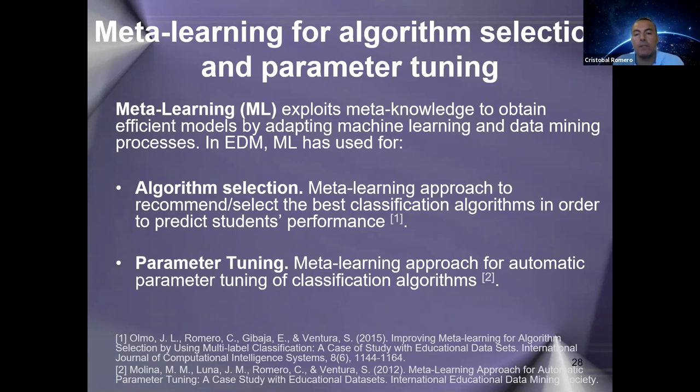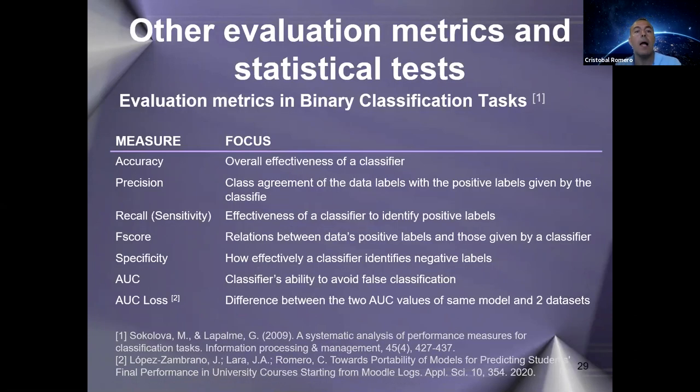And also parameter tuning. Parameter tuning is a big problem because you have to fit the specific parameter values. A meta-learning approach can automatically tune a classification algorithm in order to obtain better results with your data. I provide 2 papers about algorithm selection and parameter tuning in education, if you want to read more.